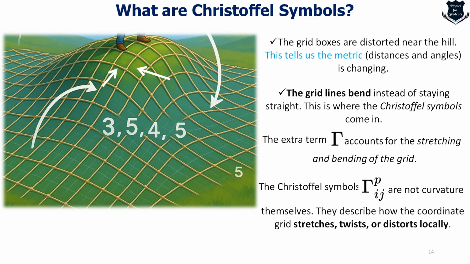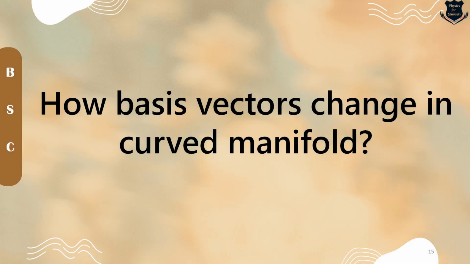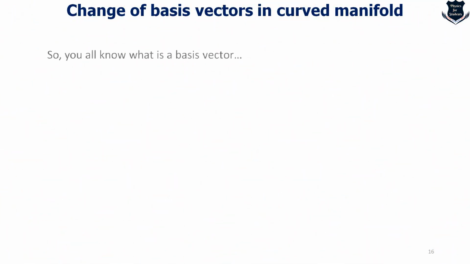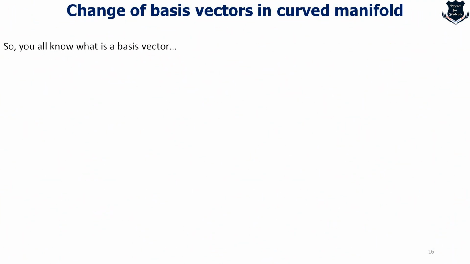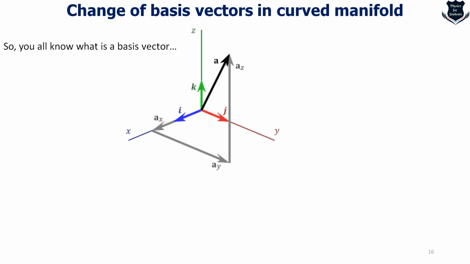Now, in order to know a little bit more about Christoffel symbols, we have to go a little deeper in this part of our video, where I would like to explain a very important concept, which is how a basis vector changes in a curved manifold, or you can say in a curved surface. Now, I know that you all know what a basis vector is. This is very rudimentary and elementary in terms of understanding. So this is an illustration of a basis vector.